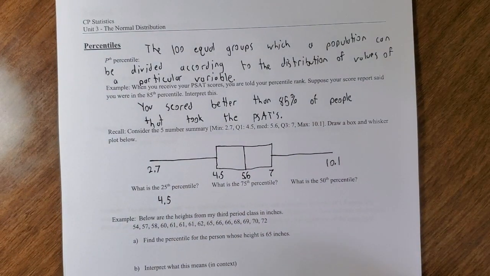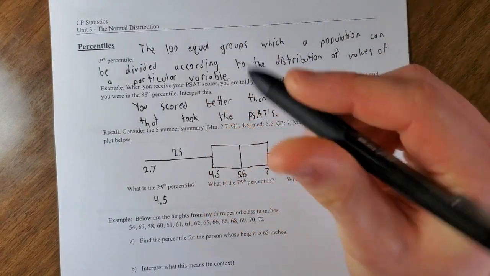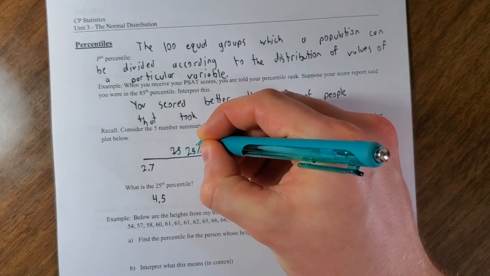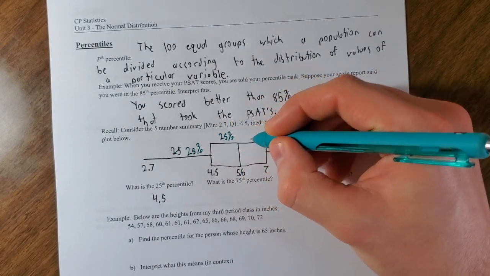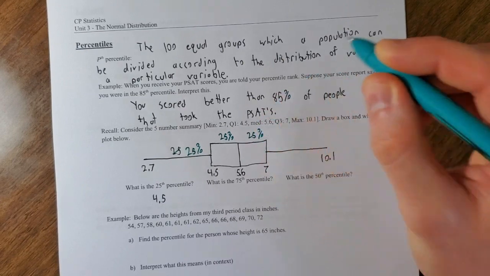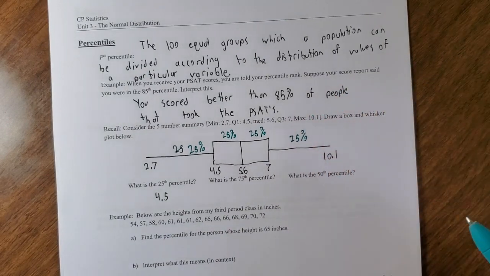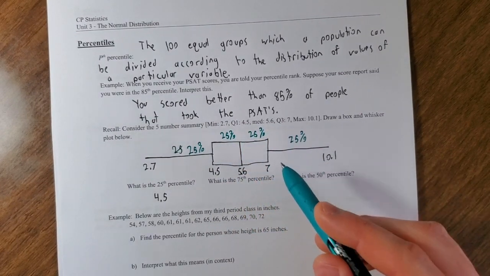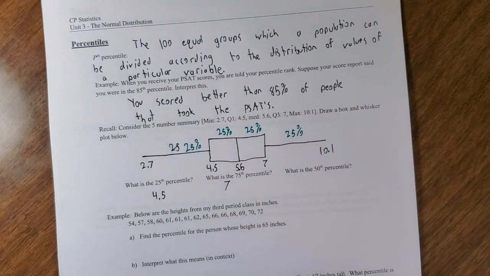Our 75th percentile is asking us for the number below which 75% of our data falls. So if our Q1 is 25% here, let's do this in a different color. Our Q1 is 25%. From Q1 to our median is another 25%. From our median to our Q3, that's 25%. And then from our Q3 to our max is our last 25%. So if we're looking for our 75th percentile, 25 plus 25 plus 25 gives us 75% falling below our Q3, or our number 7 here. So in this case, 7 is our 75th percentile.